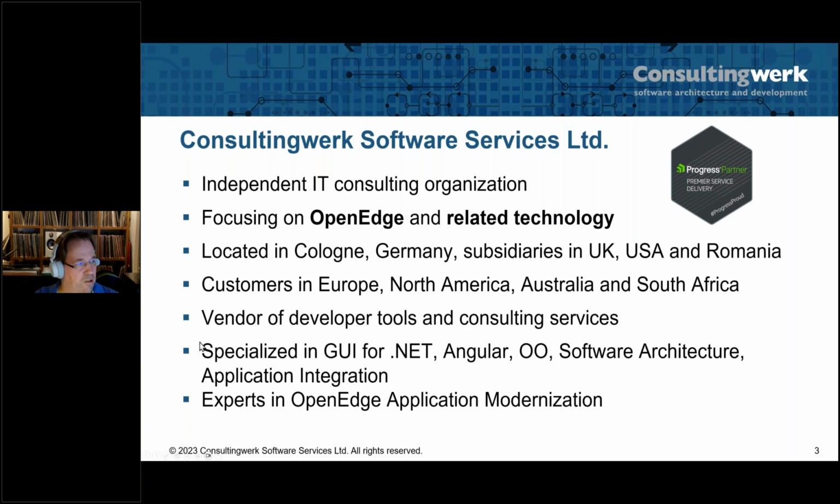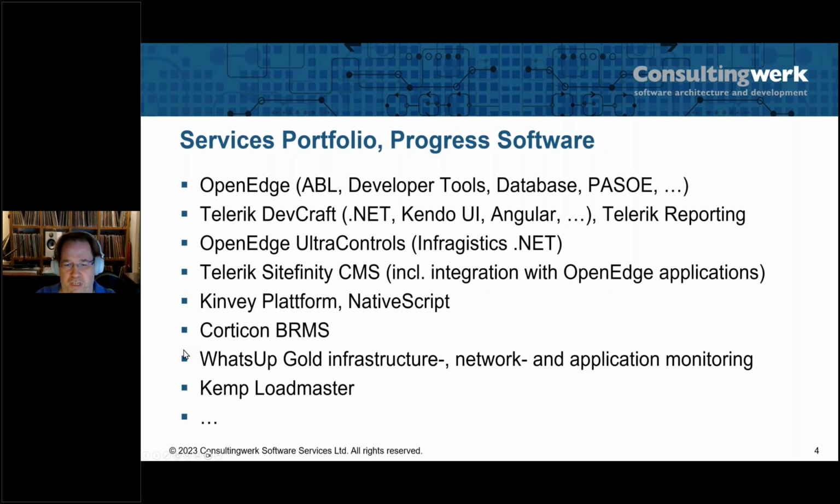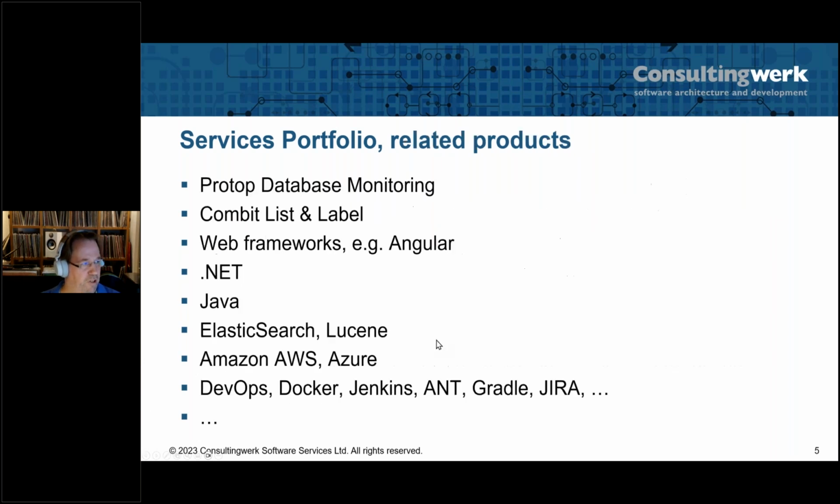Besides the focus on OpenEdge, there are other Progress products that we have quite some expertise with and support our customers with. The various Telerik products, the DevCraft suite, the .NET or web front-end components, Telerik Reporting, the Infragistics controls that Progress provides for use with .NET Framework. NativeScript, well, no longer a product from Progress Software, but we're still supporting customers with it for building mobile applications. Corticon, WhatsUp Gold, Kemp LoadMaster, so various of the older or newer products of the Progress product portfolio.